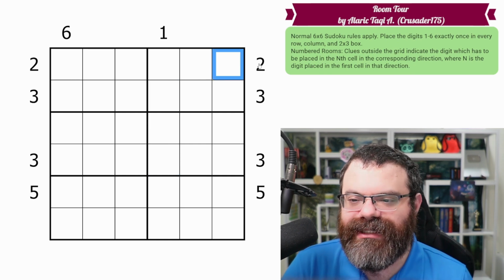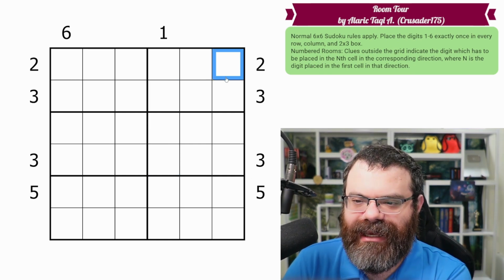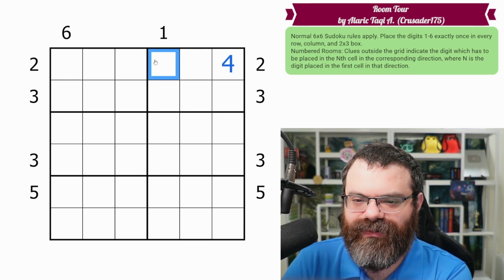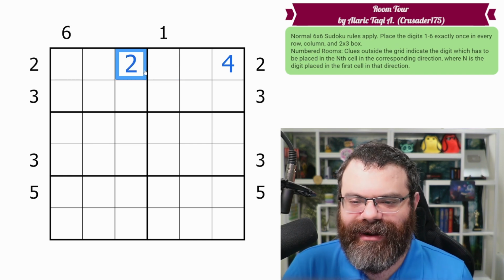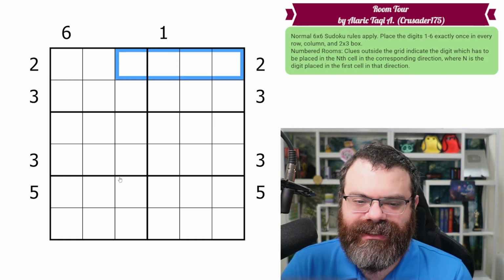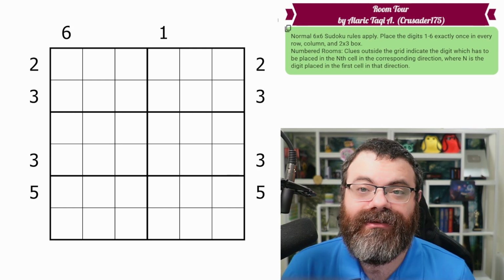So that's important for these ones on the right, because if this was, say, a 4, we'd count 1, 2, 3, 4, and we'd place a 2 there. So that's how all of these numbered room clues work. And that's it. Those are the only clues we've got.